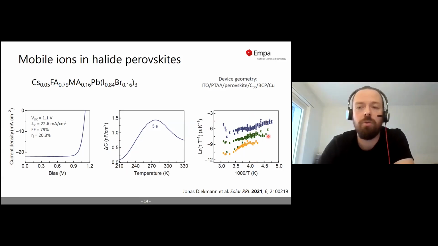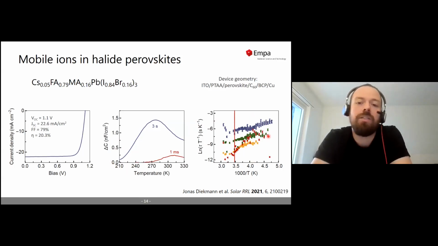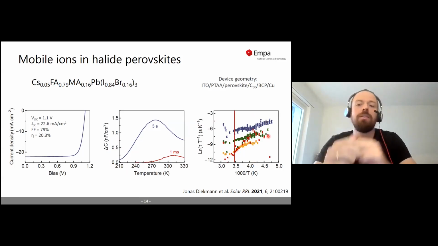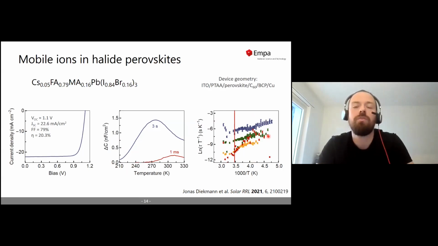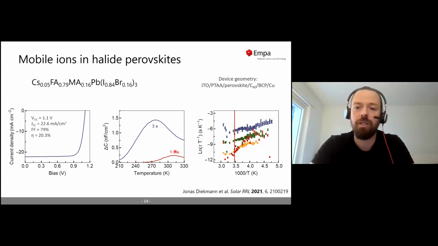So how can we now be sure what this is? Is this now ions or is this electrons? So what we did here is we did the same measurement, but we applied only a voltage bias for 1 millisecond. And that means that in 1 millisecond, the ions would not have enough time to migrate, to redistribute. But if we have electronic traps, electronic charge carriers have more than enough time in 1 millisecond to fill all the traps and to escape again.